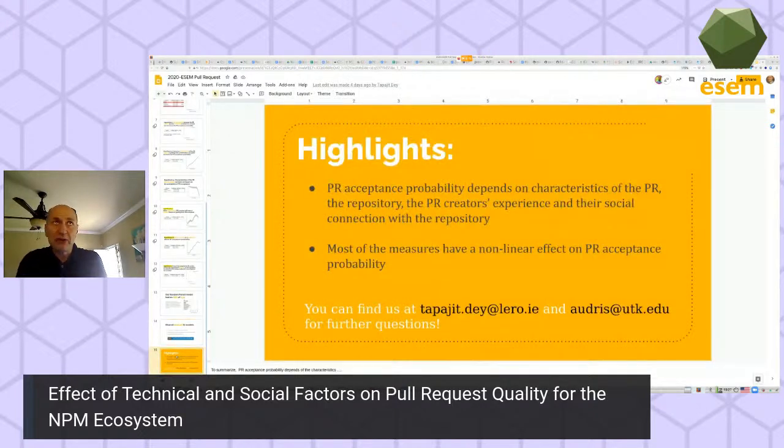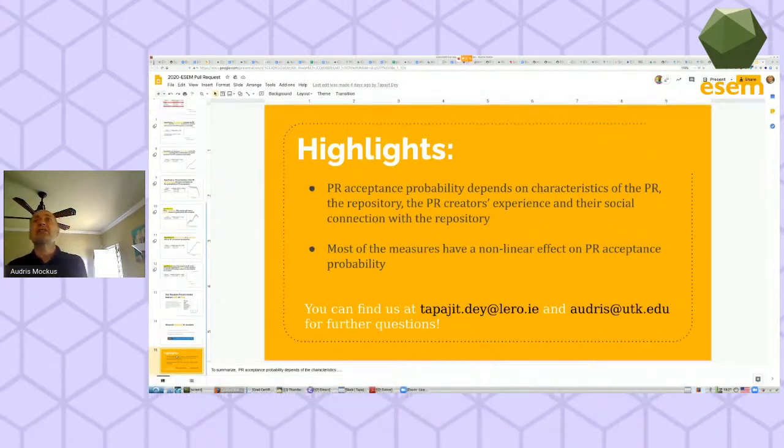And in summary, PR acceptance probability depends on characteristics of the PR, on the repository to which the PR is submitted, PR creators' experience, and their social connection with the repository. And most of the measures actually have a nonlinear effect on PR acceptance probability. So if you have any more questions, please ask or email us.